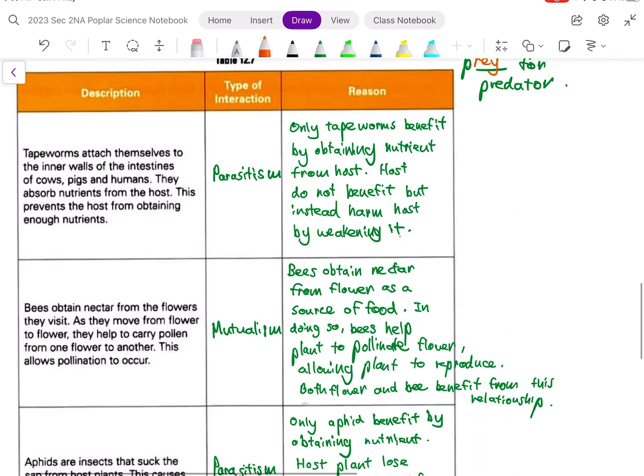Tapeworms is the example given here. They attach themselves to the inner walls of intestines of even humans. They absorb nutrients from the host. This prevents the host from obtaining enough nutrients. That's parasitism. Tapeworms benefit by obtaining nutrients from the host, while the host does not benefit. Instead, it is harmed by being weakened.